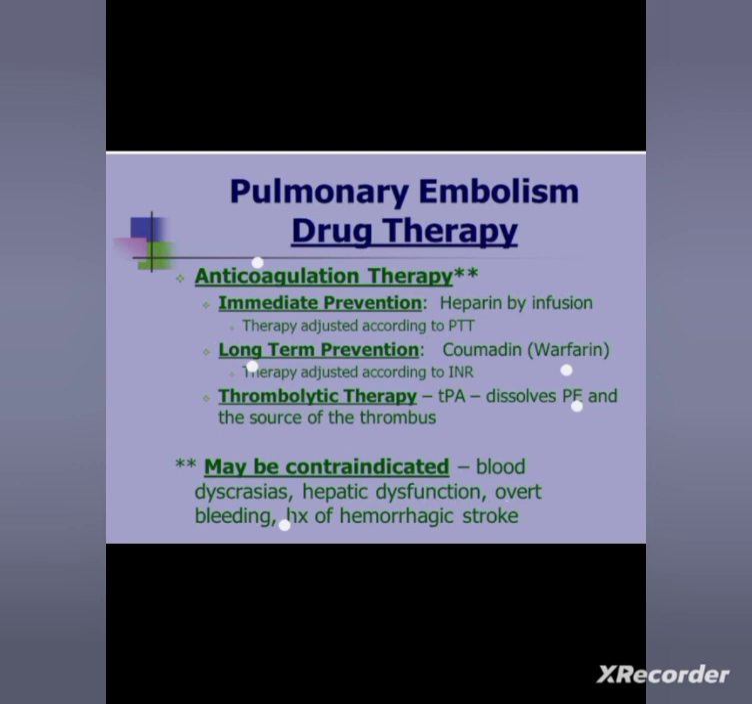Then the next thing we use is thrombolytic therapy. In thrombolytic therapy, the main drug is tissue plasminogen activator. Then urokinase, streptokinase also can be given. So tissue plasminogen activator dissolves the pulmonary emboli, and the source of thrombus can be removed by the thrombolytic therapy. This thrombolytic therapy or the anticoagulation therapy is contraindicated in case of blood dyscrasias or hepatic dysfunction, overt bleeding, or history of hemorrhagic stroke. In all these conditions, the thrombolytic therapy or the anticoagulant therapy is contraindicated. So the main management for pulmonary embolism is anticoagulation therapy and thrombolytic therapy.